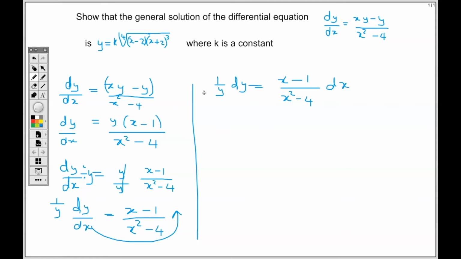Now what's going to happen is that I'm going to integrate both sides. The integral of the left is pretty straightforward. The integral of 1 over y will be ln y because we're integrating with respect to y. On the right hand side, we have x minus 1 over x squared minus 4. So I will have to express it as a partial fraction. Now this is a difference of two squares. So I can rewrite the denominator as x minus 2 times x plus 2.